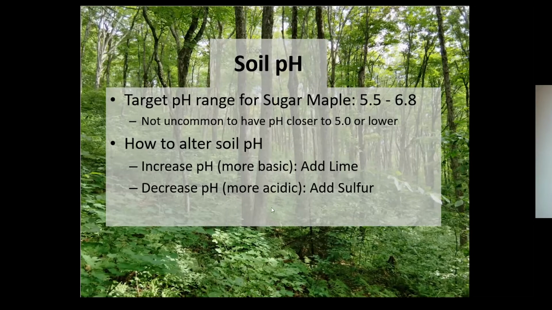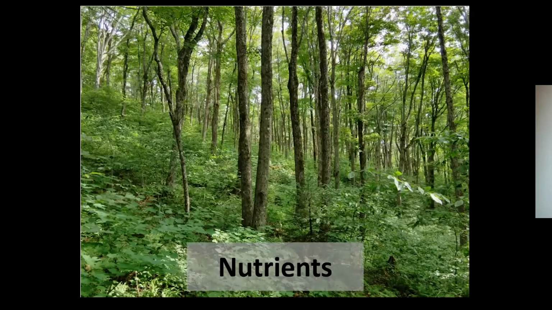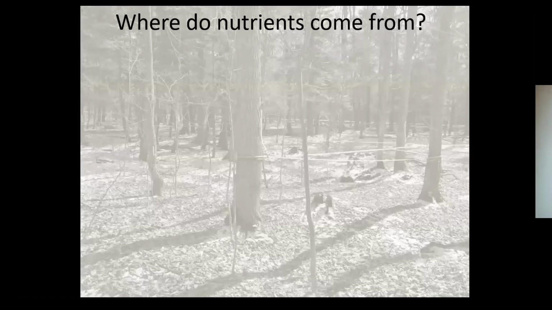If you need to decrease pH, which is less common, to actually have too high a pH in forest soils, sulfur is the common method for that. So thinking about some of those nutrients as we segue on from pH, first let's think about where do nutrients actually come from.